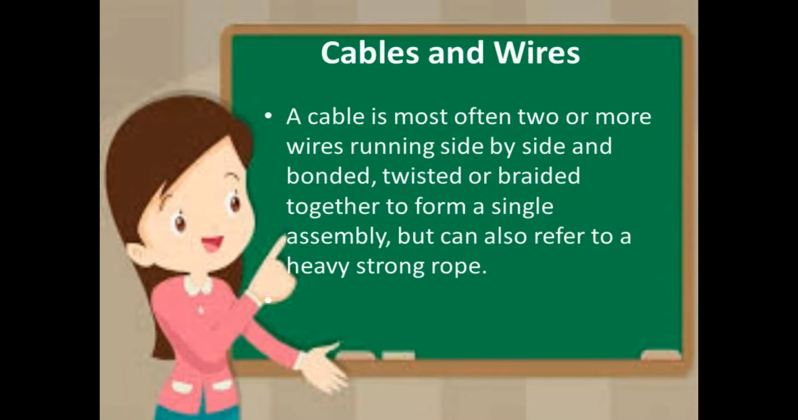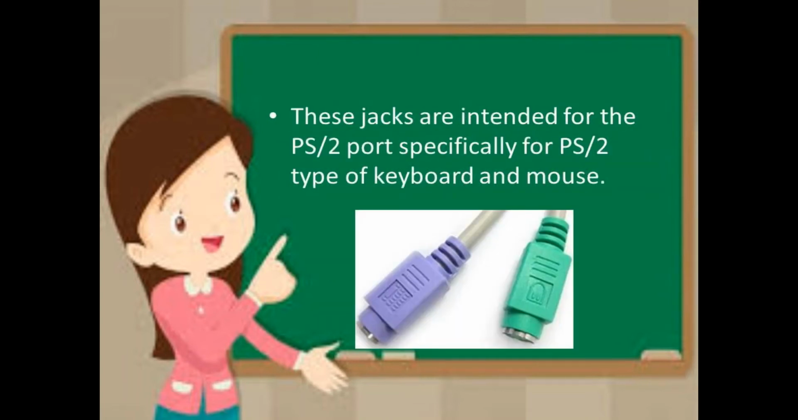Cables and wires are two terms that are used in electrical and communication fields. A wire is a single conductor, while a cable is two or more insulated wires wrapped in one jacket. These jacks are intended for the PS2 port, specifically for PS2 type keyboard and mouse.